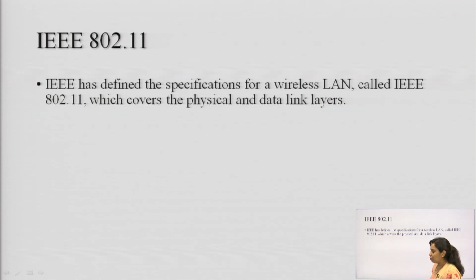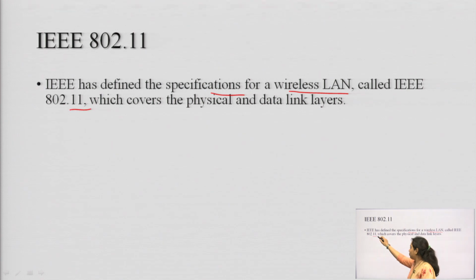So, what is the IEEE 802.11 standard? It has defined the specifications for a wireless LAN called IEEE 802.11, which covers the physical and data link layer. So, what are this physical and data link layer? I am going to revise it.